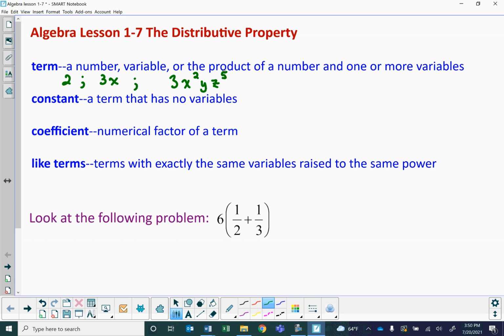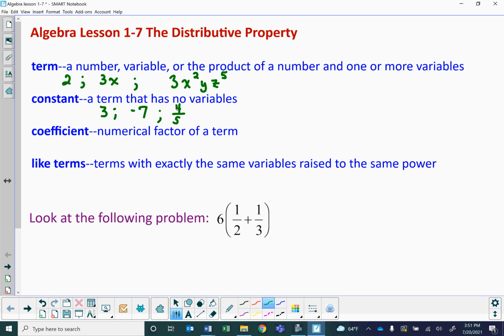A constant is a term that has no variables. In other words, it's a number. Okay, 3, -7, 4/5, all of those are called constants. They're not going to change. A variable can change, but a constant cannot. A constant is just that. It is constant. It never changes.